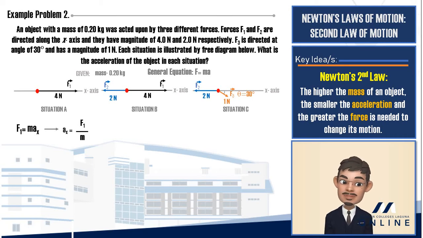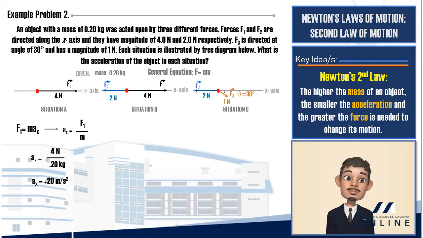F sub 1 is 4 newtons over 0.2 kg. Then, our final answer would be 20 meters per second squared. Notice that the value is positive. That means the object accelerates at 20 meters per second squared to the positive x-axis, which is going to the right. We are done now with situation A. Let us have situation B.